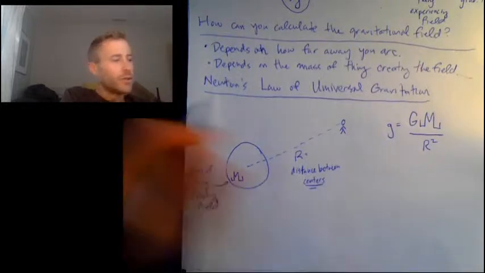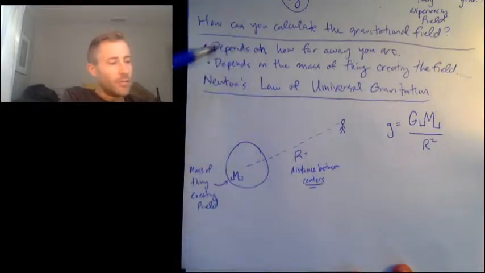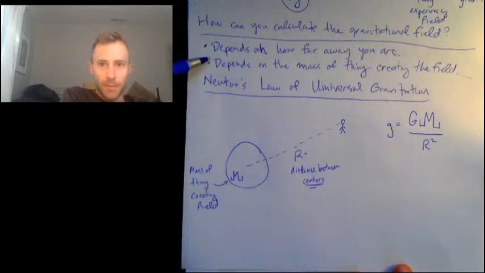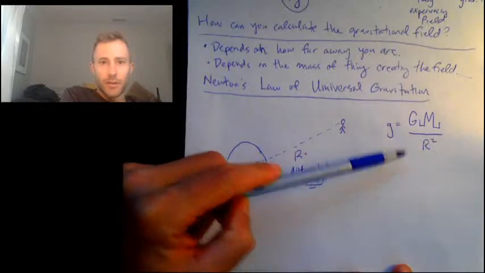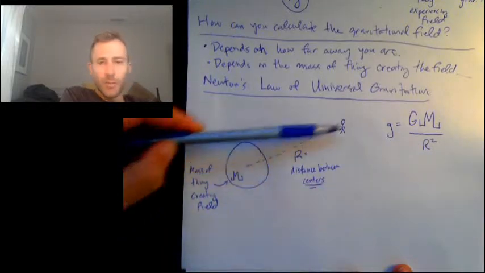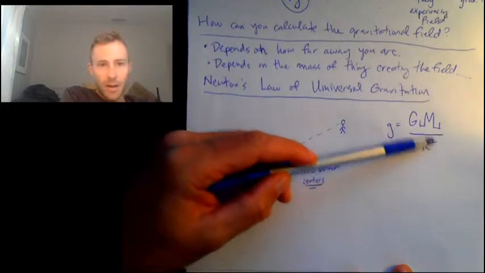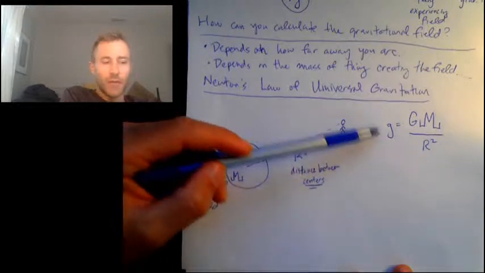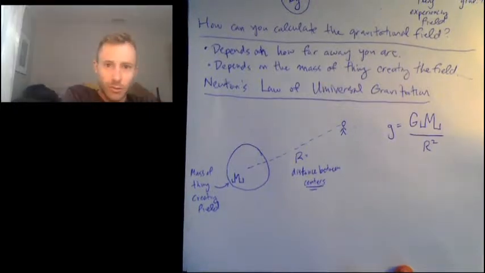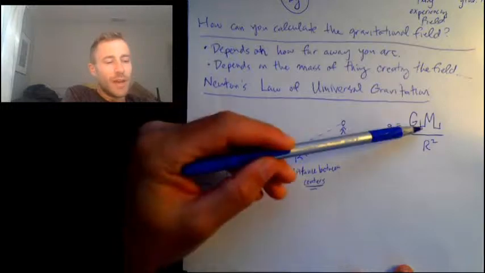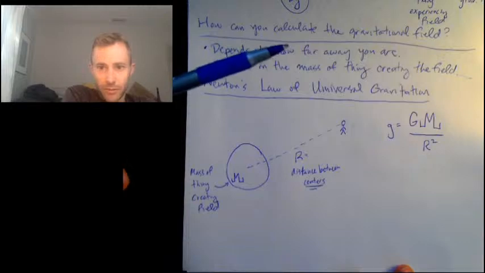So this is our main equation for today, and it actually has all the information that I mentioned here. In particular, we can see that R is in the denominator. So if you get further away from a planet, for example, the R value increases, which means the denominator increases, which means the gravitational field gets smaller. So the further you are away from something, the smaller the gravitational field you experience. And we can see that big M is in the numerator. So the more massive the thing is, the greater the gravitational field.